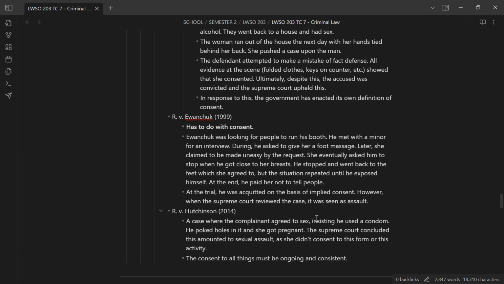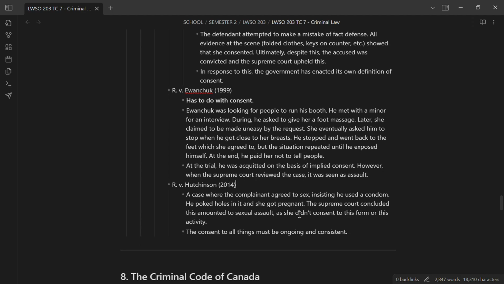Finally, R.V. Hutchinson. This was a case where the complainant agreed to sex, insisting that he used a condom. He poked holes in it, and she got pregnant. Essentially, two people are going to be having sex. Woman demands he uses a condom. He pokes holes in it, and she gets pregnant. The Supreme Court concluded that this amounted to sexual assault, and she didn't consent to this. Even though they agreed to have sex, the consent to all things sexual in itself must be ongoing and consistent.